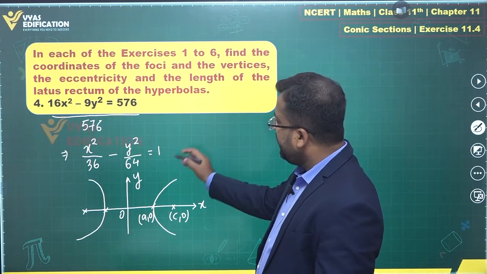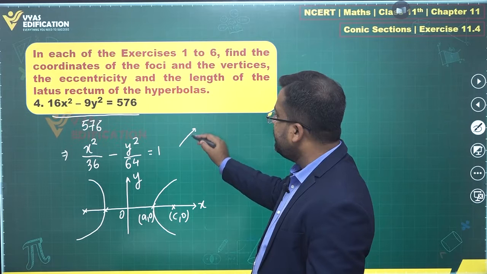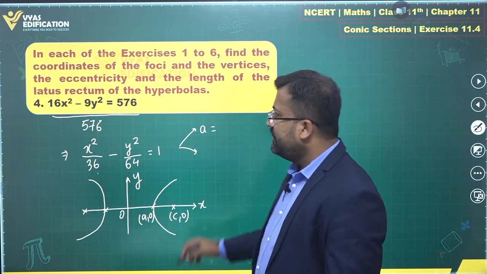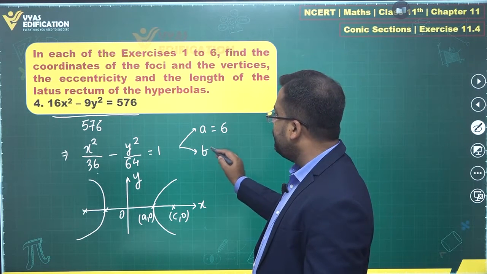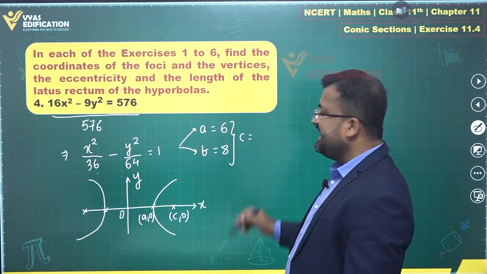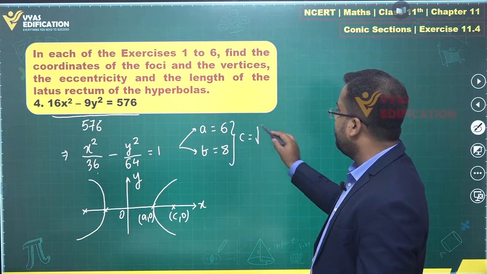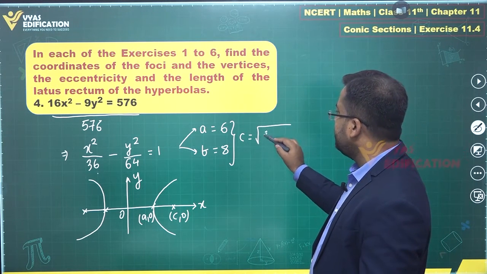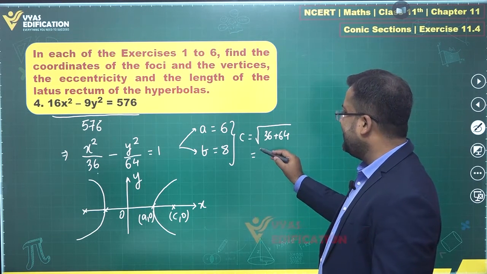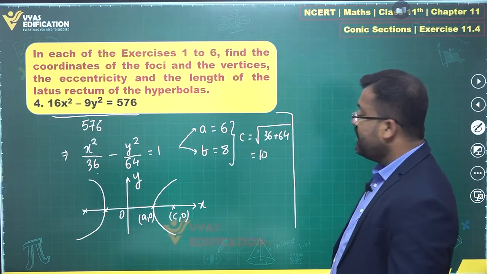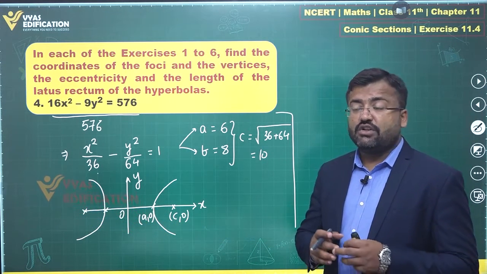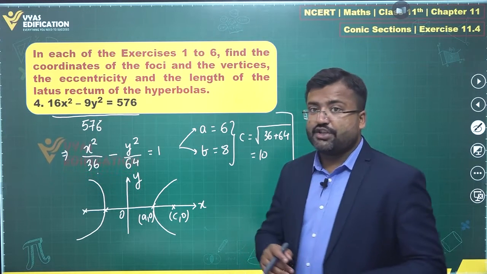By comparison with the standard equation, we can simply say that the value of a is square root of this, which is 6, and the value of b is obtained from here, which is 8. With the help of this, c is under root of a square plus b square, which is 36 plus 64. What is that? 100. Under root 100 is simply 10. Okay, you have found the values of a, b and c. That's the most important thing that you were supposed to find with the given equation, right?